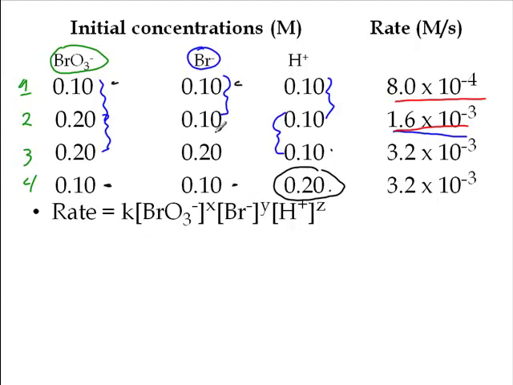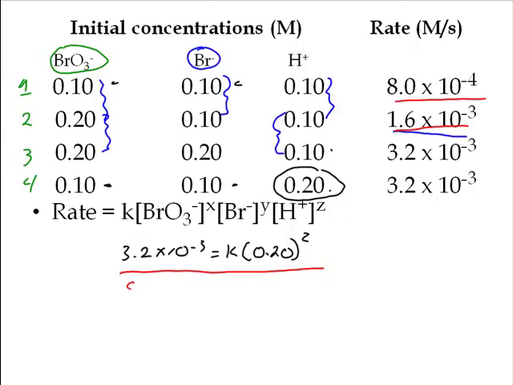Now, if you don't mind, I'm going to just not put the other two just to save ourselves a little bit of time. So the rate is 3.2 times 10 to the minus third equals k, and I'm going to go 0.20 to the z, knowing the other two got canceled, right? Hopefully I'm not messing you guys up here, but I think you can follow. And that equals this one, which is 8.0 times 10 to the minus fourth. That equals k, and the value for H there is 0.10 to the z.